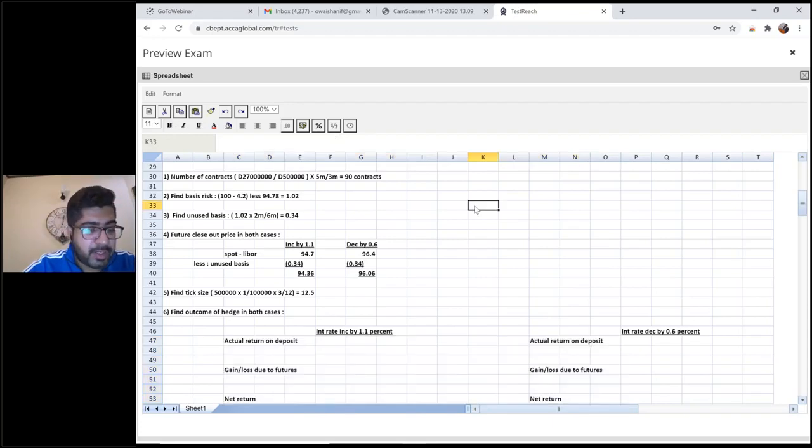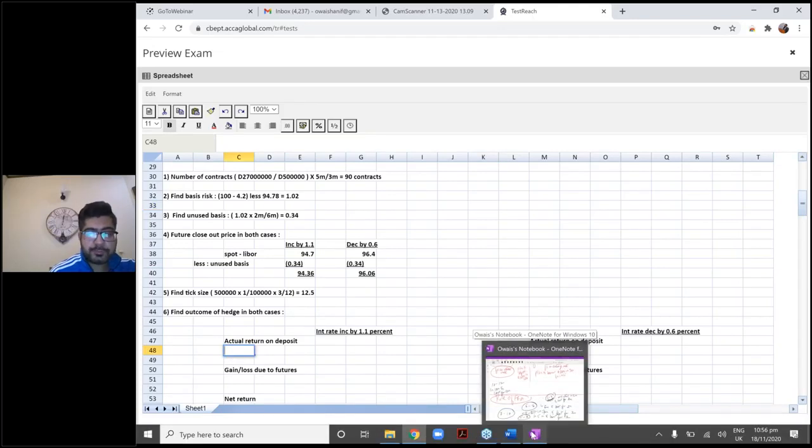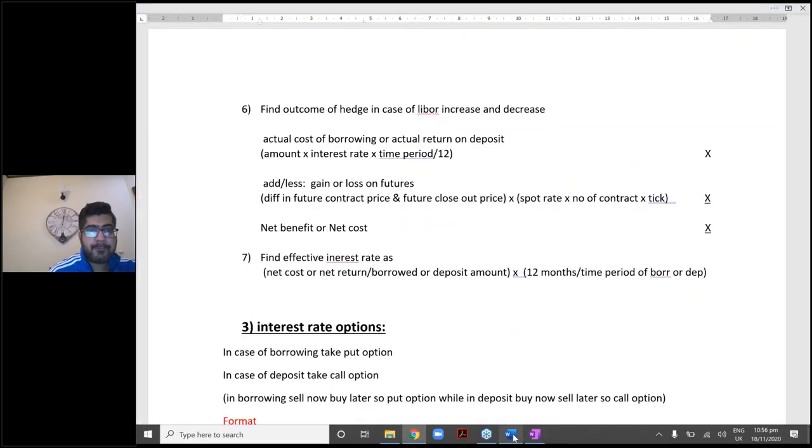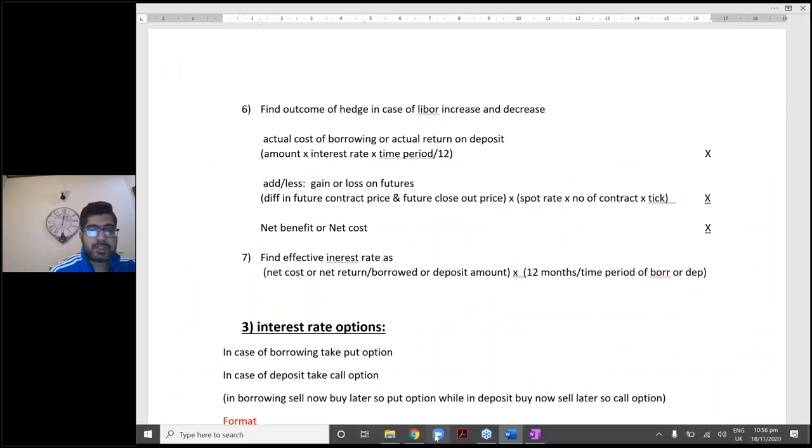There you wrote in FRA gain or loss due to FRA. Here you need to write gain or loss due to futures. Okay, so what is the actual return on deposit? Check the formula of actual return on deposit. Amount into interest rate into time period over 12. Same thing, same answer.